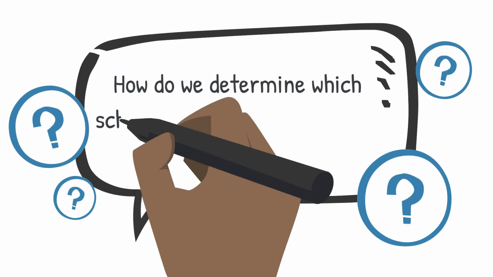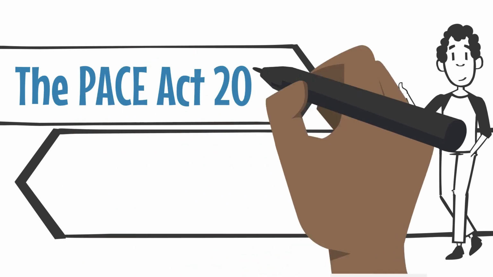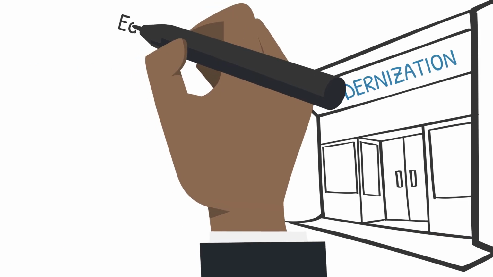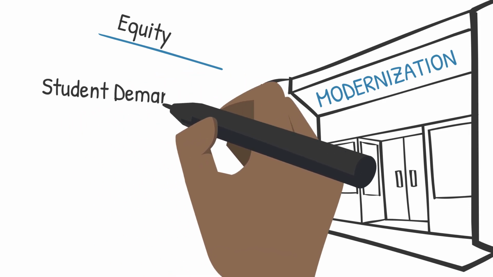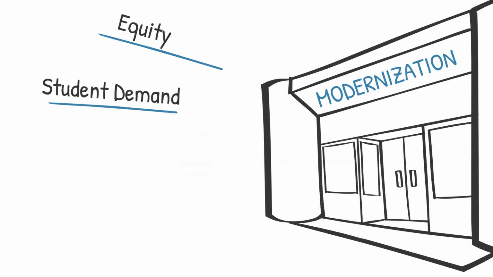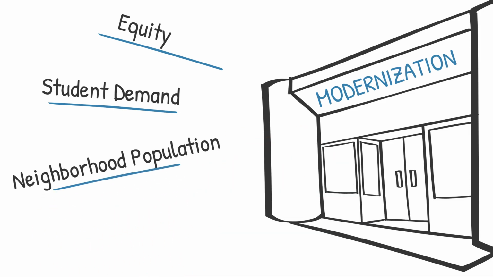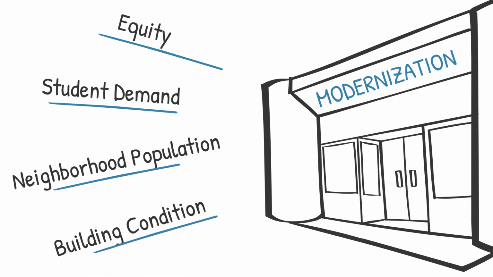So, how does DCPS determine which projects will be funded by the CIP and when? The PACE Act was enacted in 2016 and outlines how DCPS prioritizes school modernizations. The PACE Act uses 4 measures to prioritize school buildings for modernization projects. Equity, measured by factors like the percentage of at-risk students enrolled. Student demand, which includes factors like the building utilization rate. Neighborhood population, which is determined by the estimated student population growth. And the current building condition, which examines the building history and environment.